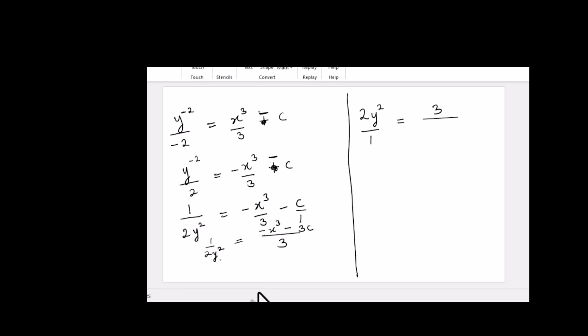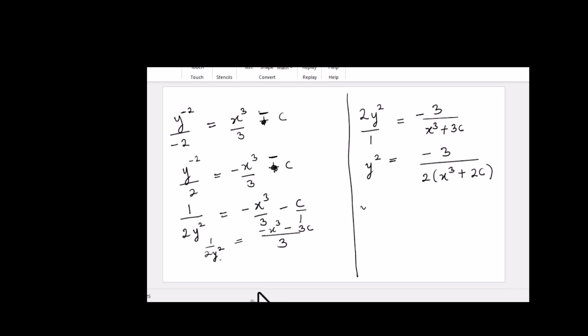3 over, so you can just put a negative in front and say x cubed plus 3c. Yes. So we can say y squared equals what? You can bring this downward. Minus 3 over 2x cubed plus 2c.